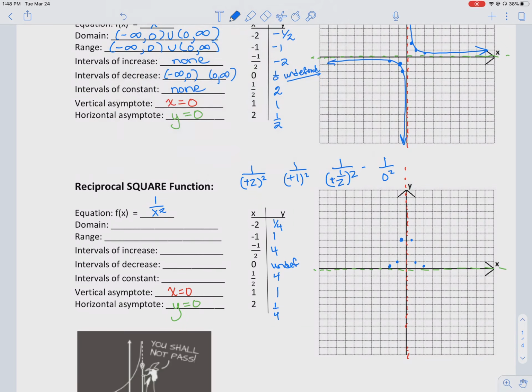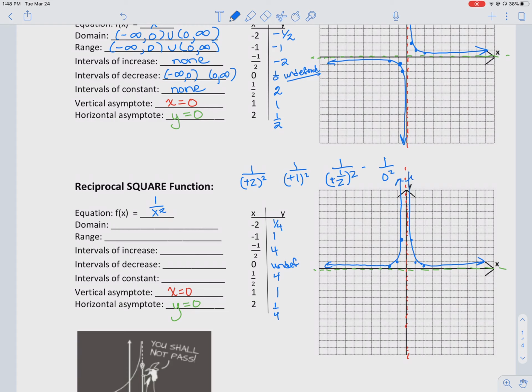So let's draw our graph. It's going to get really close to the vertical and then really close to the horizontal. Same thing over here, really close to the vertical, really close to the horizontal. Oh, that was really bad, sorry. I'm going to try that again. Trying to make it nice and smooth, but anyway.